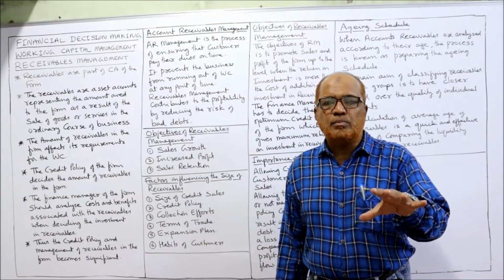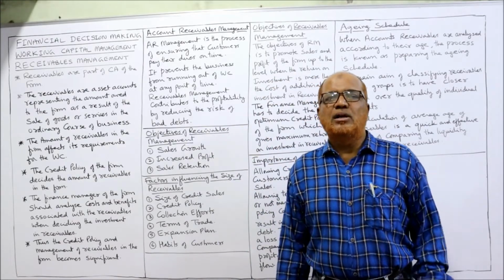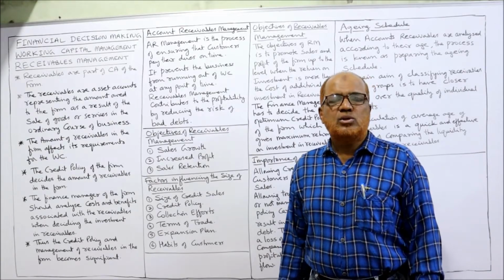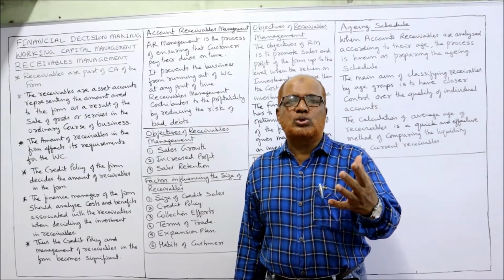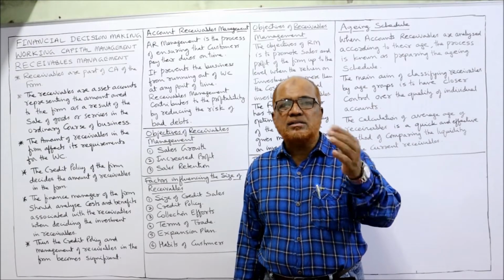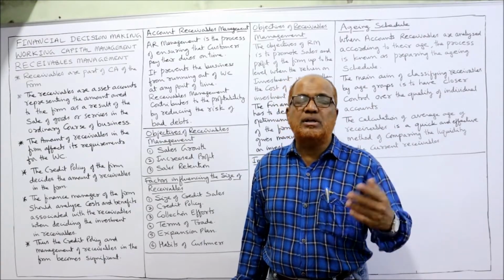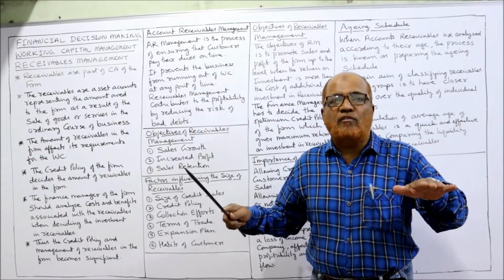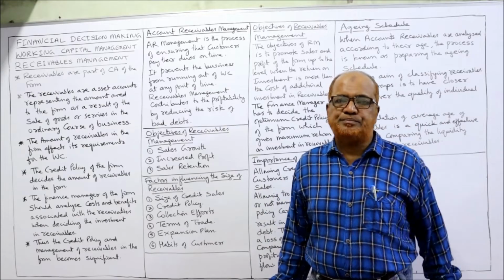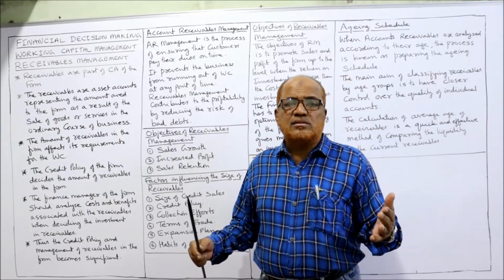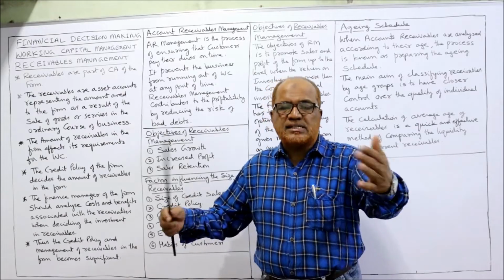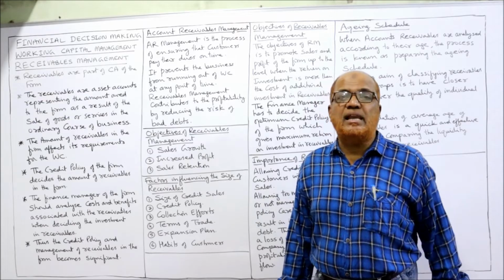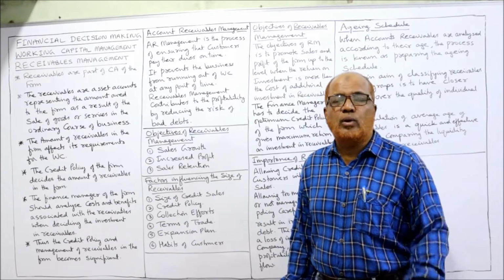Trade receivables or accounts receivable are one of the important parts of working capital. So it is the responsibility of the finance manager to have proper control on receivables management. When the business sells goods on credit, there are some advantages and also some disadvantages. So you have to make a trade-off between benefit and cost. What are the benefits when the business sells goods on credit? Similarly, what are the disadvantages? That we are going to discuss.